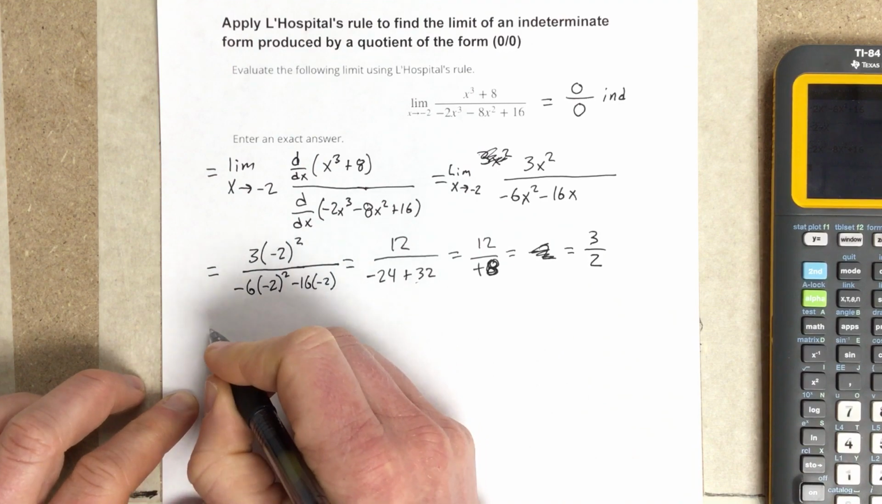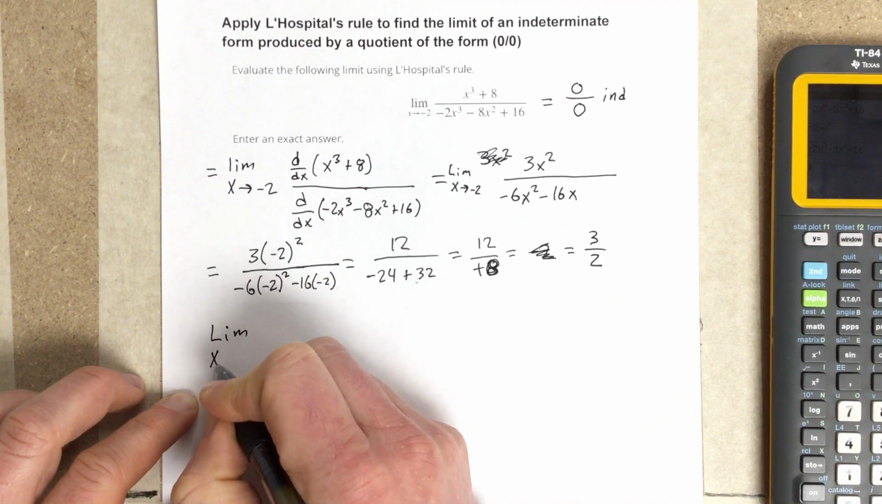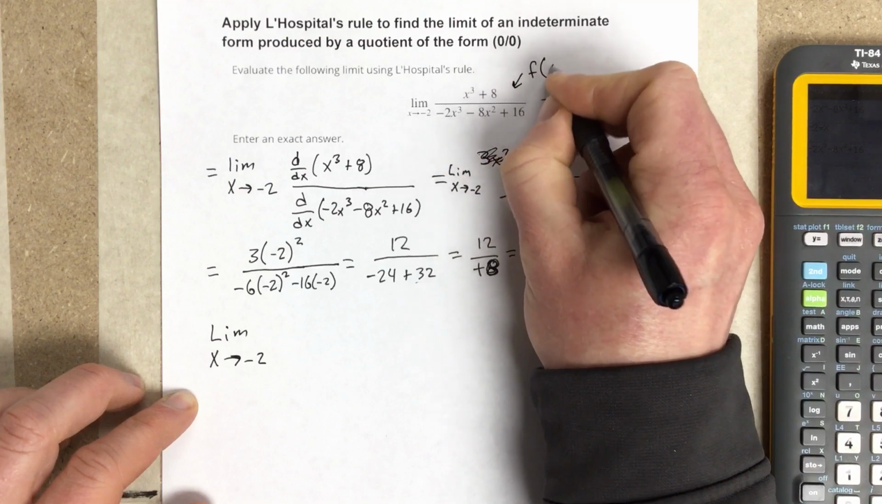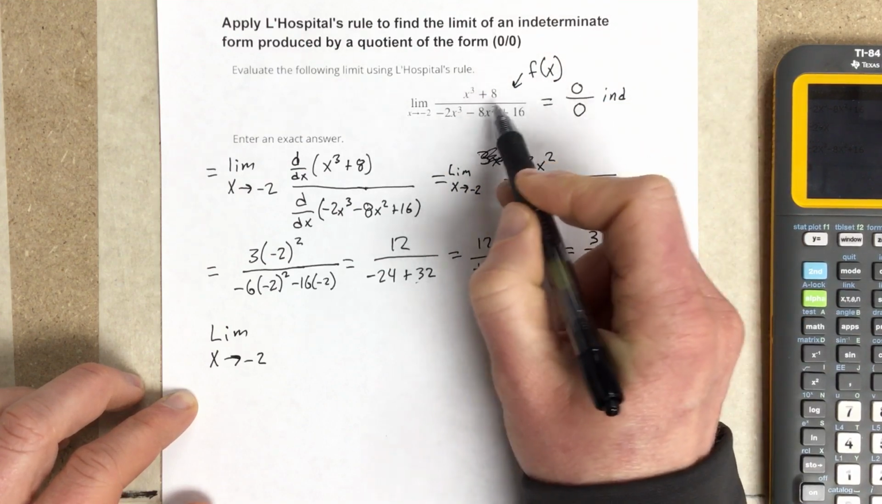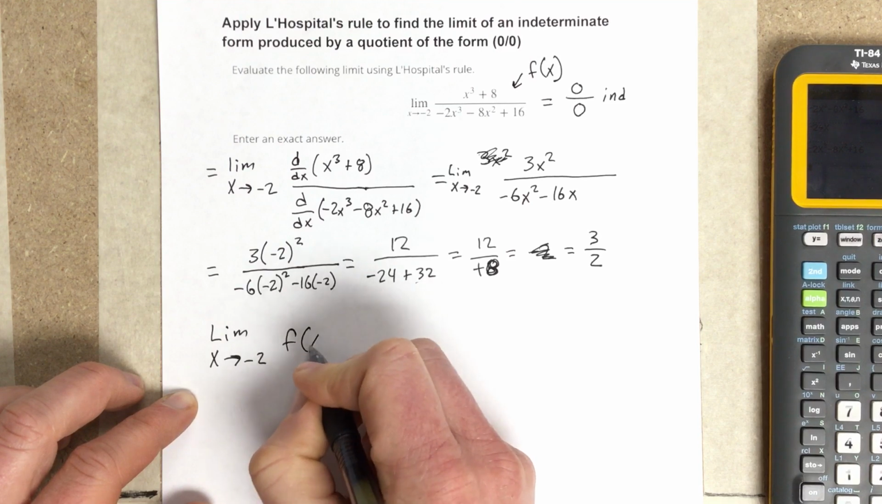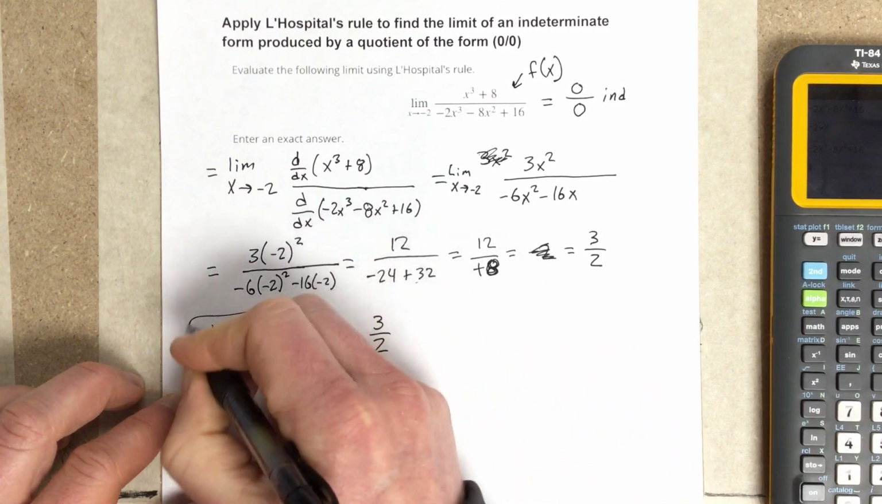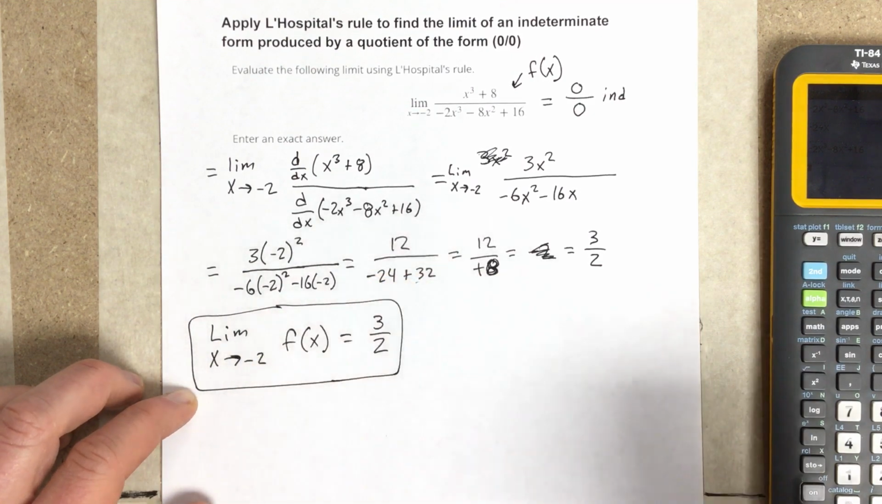So we can say that the limit as x approaches negative 2 for this function, I'm just going to write this as f of x, save myself some writing. So for f of x, it's going to equal 3 over 2. And that's an application of L'Hopital's rule.